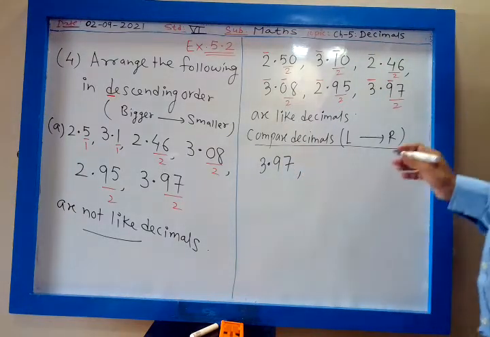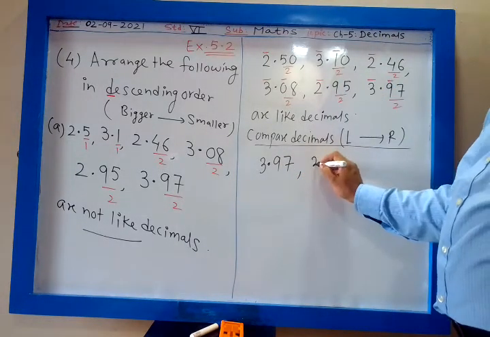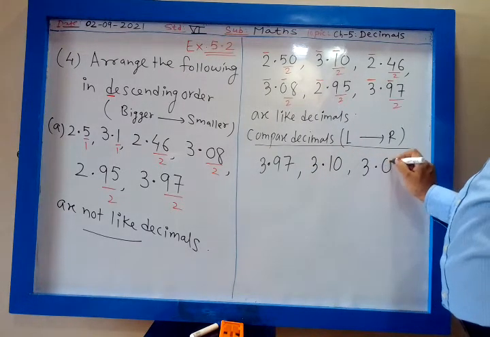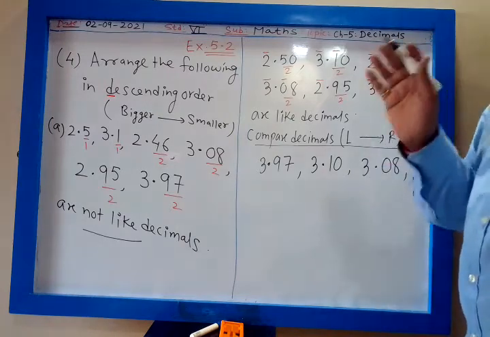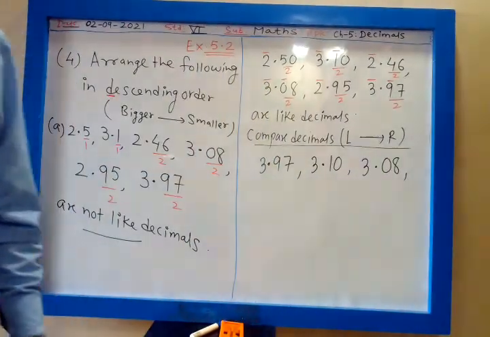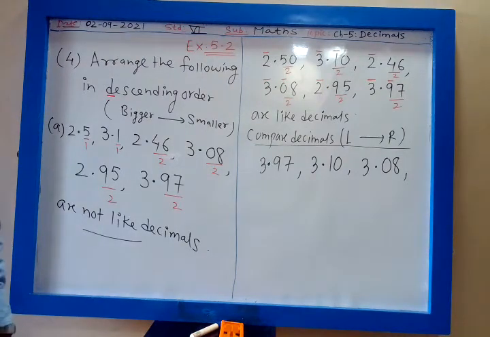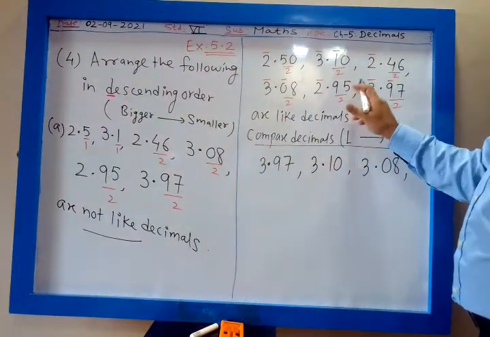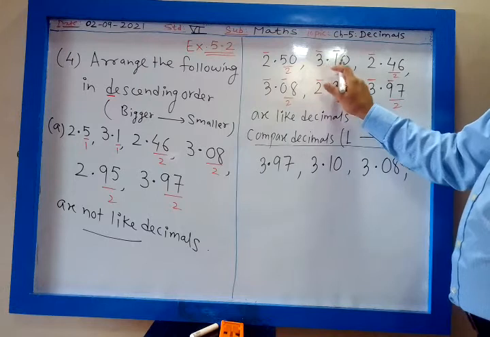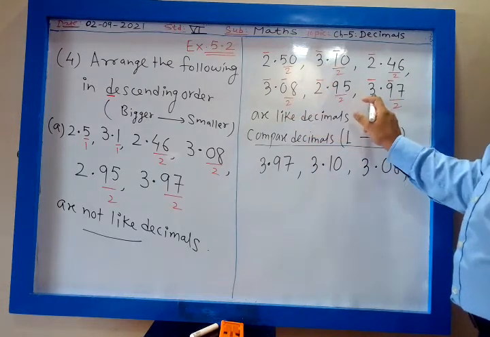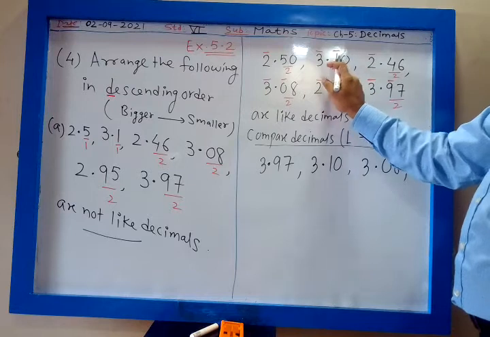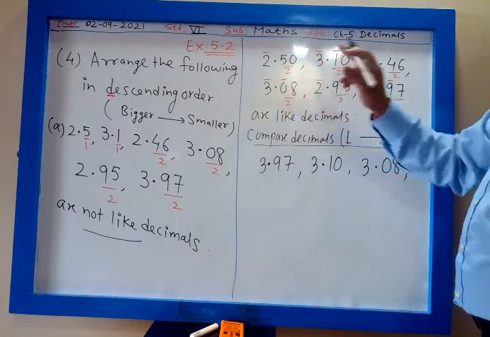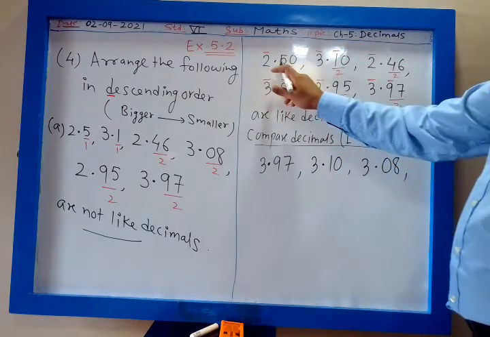3.97. Then 3.10. Do not speak in between, allow me to explain. It is 3.10, 3.08, 3.97, all starting with 3. Now compare the second digit: 1, 0, 9. 9 is bigger. After 9, 1, and after that 3. Okay, 3 is over. Now 2.